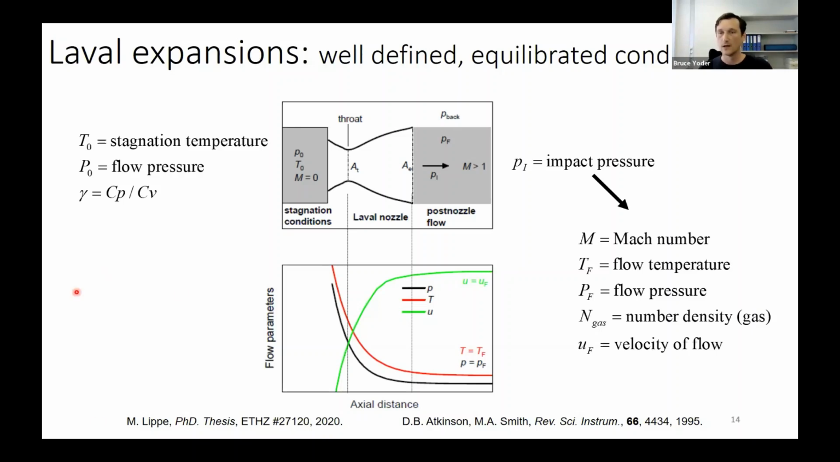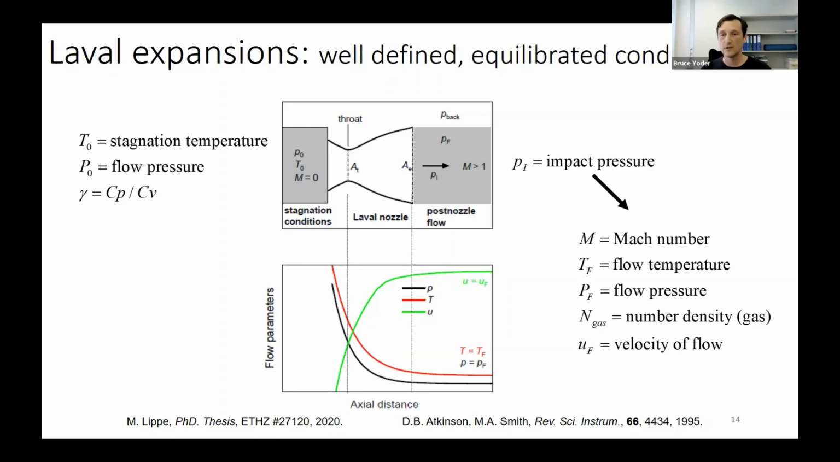Cool. All right. So we go back to the Laval nozzle. The Laval nozzle is connected to a so-called stagnation volume that we see here, with stagnation temperature and stagnation pressure. The pressure gradient between the input and output of the nozzle is the driving force of the expansion. The bottom panel here shows the behavior of the pressure P and the temperature T and the velocity U inside the Laval nozzle and in the post-nozzle flow.